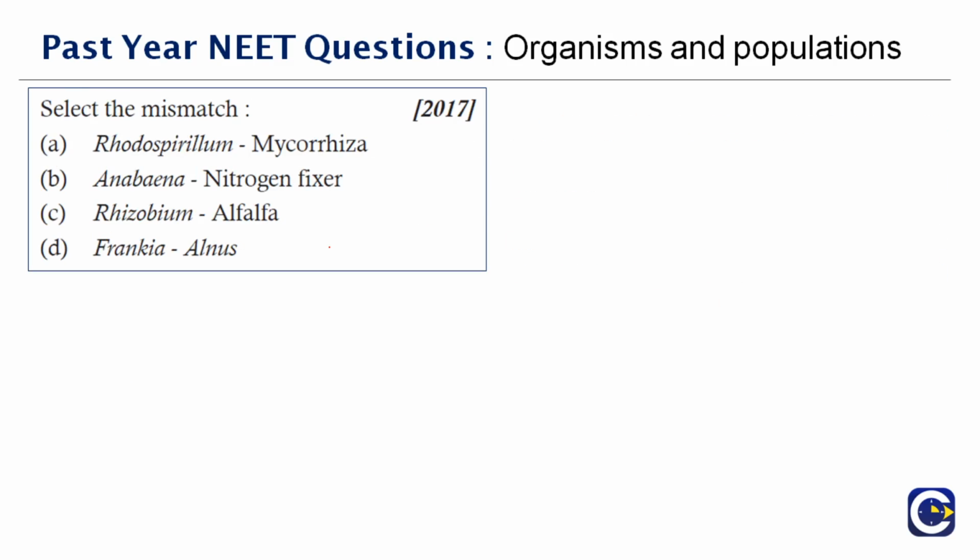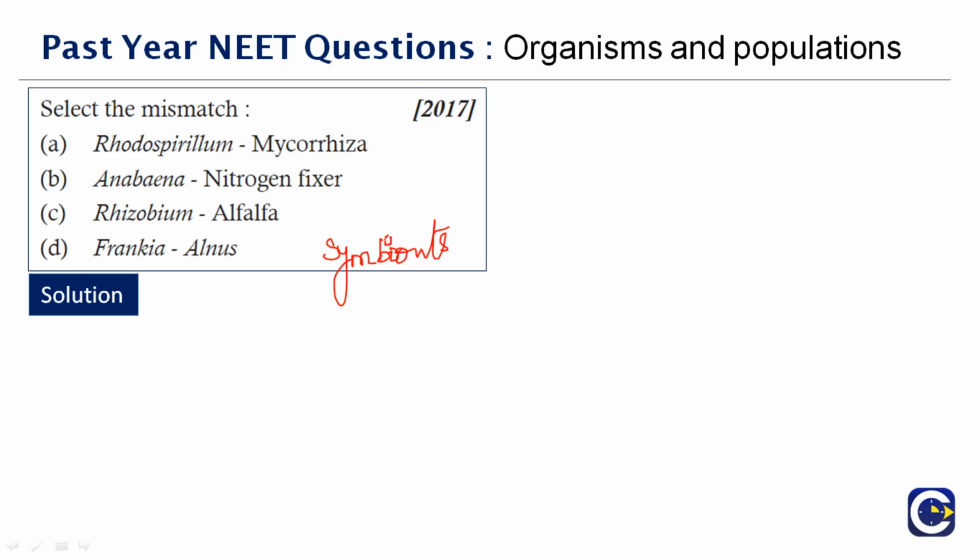Okay, next question here. Select the mismatch. We have to match and see. Rhodospirillum is a mycorrhiza. Is it a mycorrhiza? No, it's actually a nitrogen fixer. Anabaena, nitrogen fixer, that is right. Rhizobium is Alfalfa, right. Frankia alnus is right. Rhodospirillum is a facultative anaerobe and it's a free-living nitrogen fixer. So when I say mycorrhiza, they are symbionts.